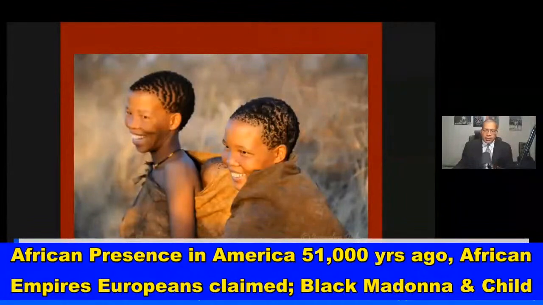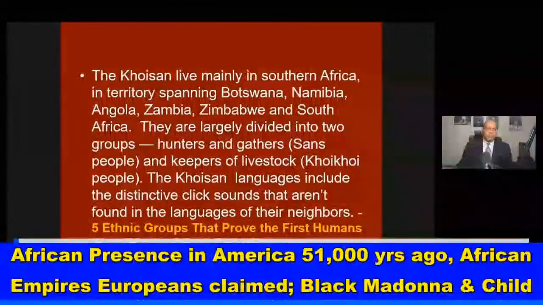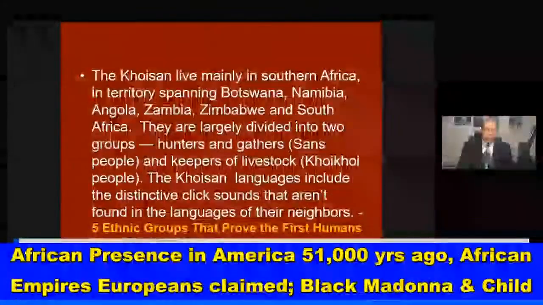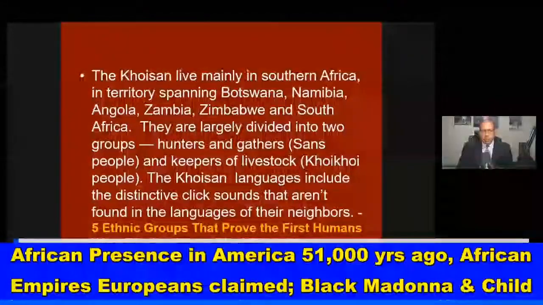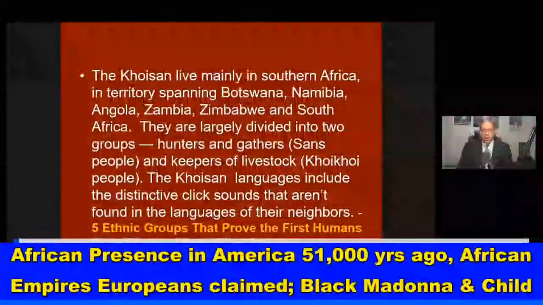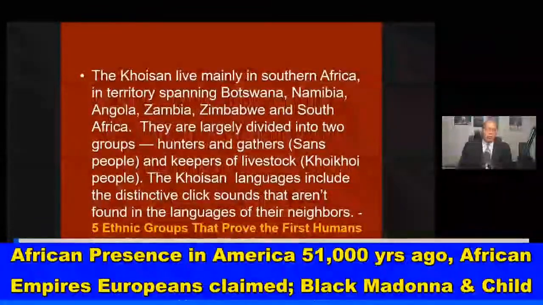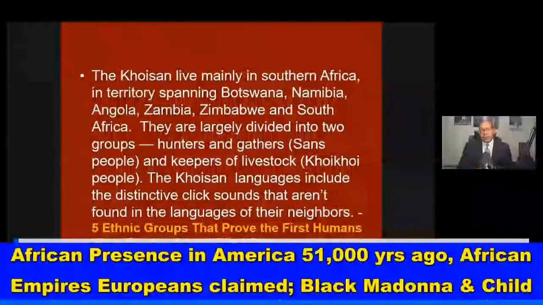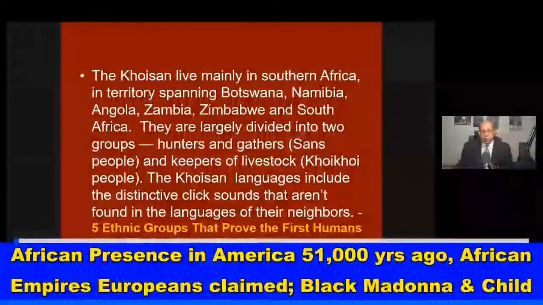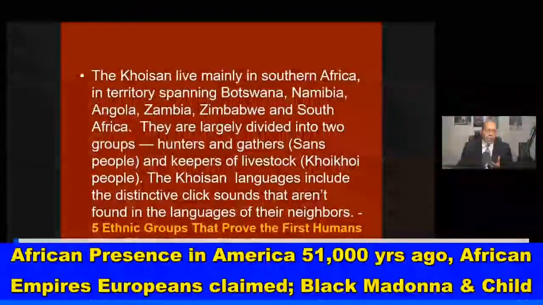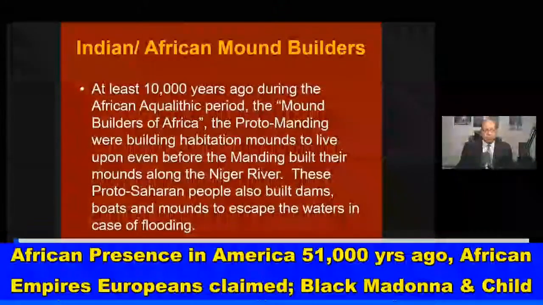Now, here are a couple of Khoisan sisters, also a couple of Khoisan African women. Now, the Khoisan live mainly in southern Africa in territories spanning Botswana, Namibia, Angola, Zambia, Zimbabwe, and South Africa. They are largely divided into two groups: hunters and gatherers, known as the Sans people, and keepers of the livestock, known as the Khoikhoi. The Khoisan languages include the distinctive click sounds that aren't found in the languages of their neighbors. There's a good article from AtlantaBlackStar.com called 5 Ethnic Groups That Prove the First Humans Were Black.